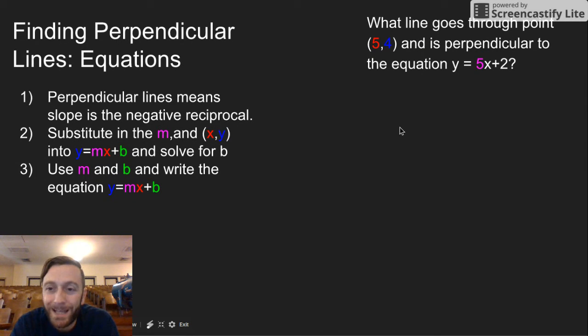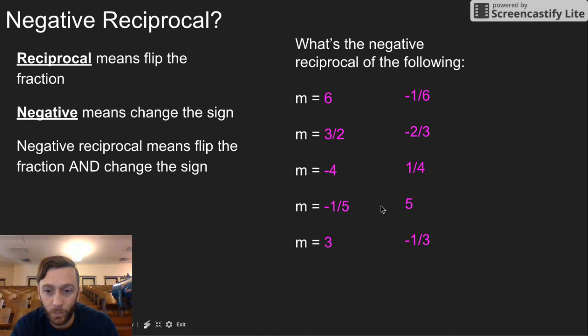All right, so what's going to be our negative reciprocal? Well, here's the question. What line goes through point 5,4 and is perpendicular to the equation y equals 5x plus 2? Pause the video, see if you can work it out. There's not a lot of examples of this because it's really just going through the same process we've been going through of substituting for b and finding your m value. So step 1, the negative reciprocal of 5 is negative 1/5. And if I go back a slide, look, negative 1/5 and 5. So it goes back and forth. The negative reciprocal of negative 1/5 is 5, and the negative reciprocal of 5 is negative 1/5.